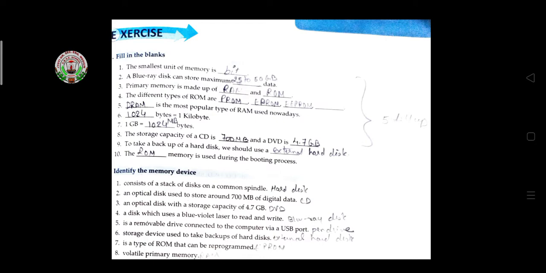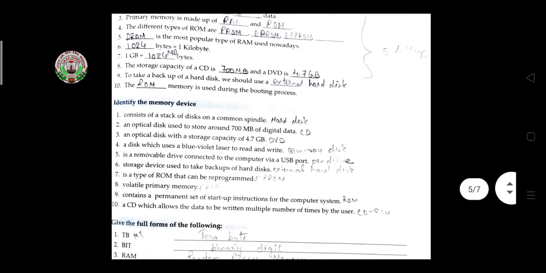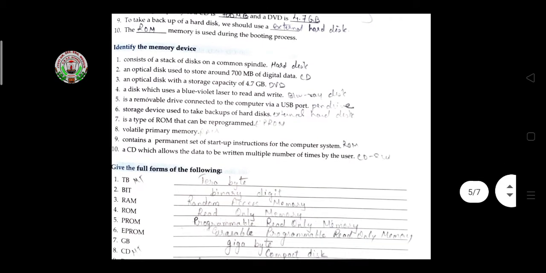DRAM is the most popular type of RAM used nowadays. 6th: 1024 bytes equal to 1 kilobyte. 7th: 1 GB equal to 1024 MB. 8th: the storage capacity of a CD is 700 MB and a DVD is 4.7 GB. 9th: to take a backup of hard disk we should use external hard disk. 10th: the ROM memory is used during booting process.